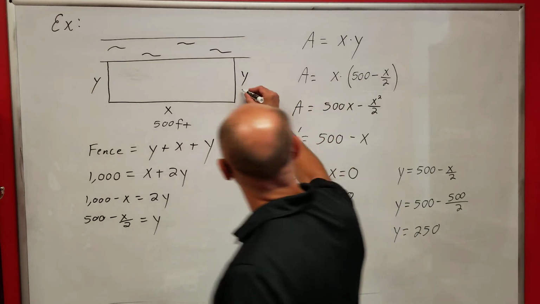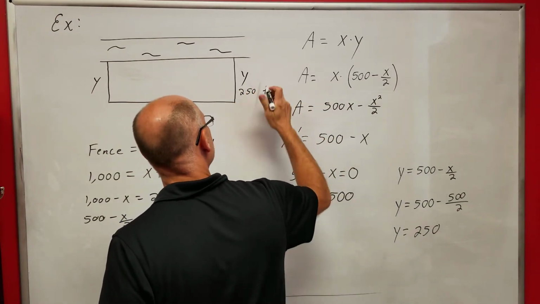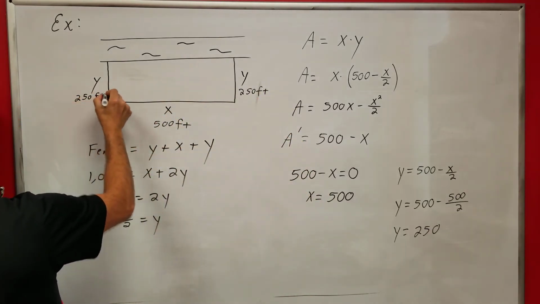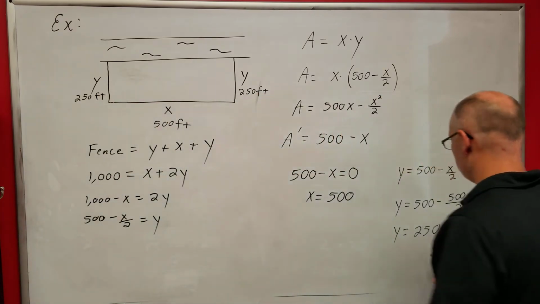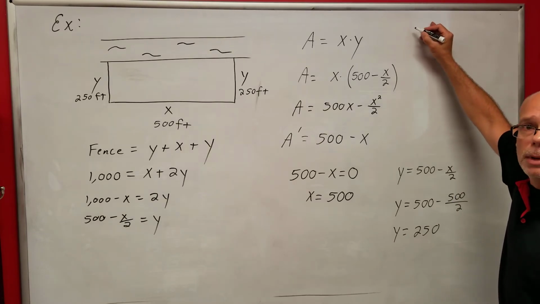So right here we need 250 feet. And right here we need 250 feet of fencing. It'll maximize my area. So let's see. Let me write out my answer. How am I going to write out my answer?